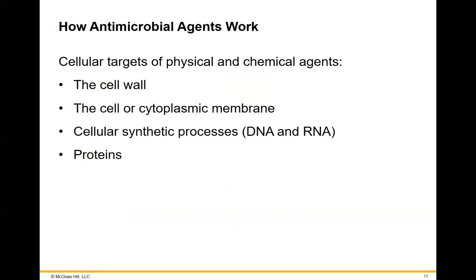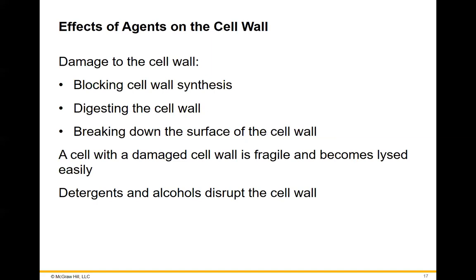Okay, so there are different ways that these agents can affect the cell to help control everything. It can target the cell wall, the cytoplasmic membrane, and cellular synthesis processes, like nucleic acid synthesis, so we're talking replication and transcription, and then proteins. So we're talking about the cell wall first. We're going to block its synthesis or we're going to break it down. Those are the two ways we can approach it. Then that makes cells easier to lyse or break open.